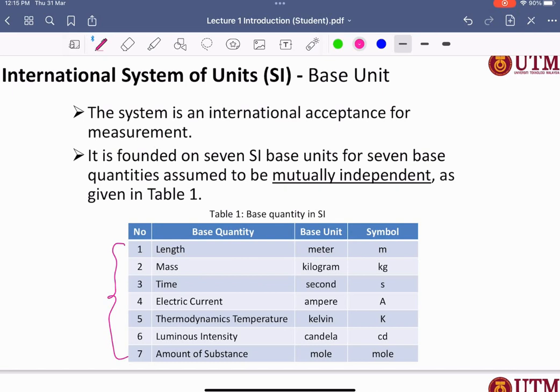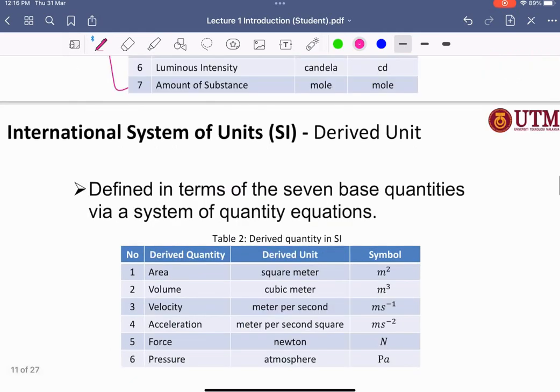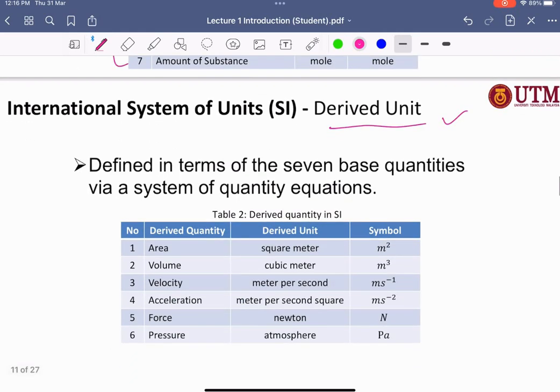From the base units, you will come out with formulas, such as area, which is m squared, and volume, which is m cubed. F equals ma, so you need the mass, and so on. That is what we call a derived unit: area, volume, velocity, acceleration, force, and also pressure. So this is the measurement.